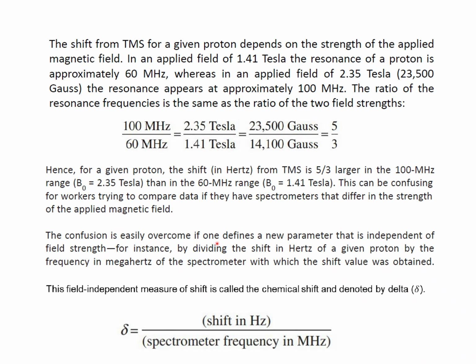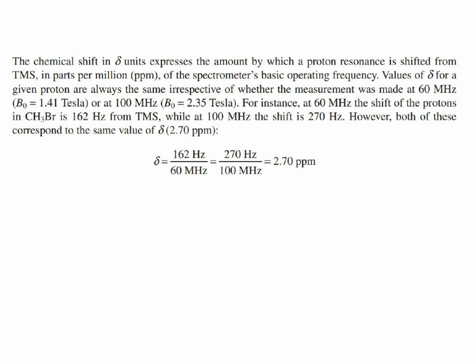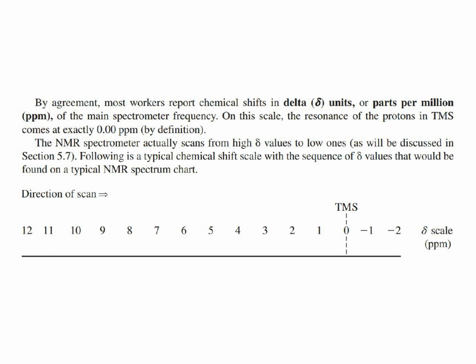This confusion is easily overcome if one defines a new parameter that is independent of the field strength, for instance, by dividing the shift in hertz of a given proton by the frequency in megahertz of the spectrometer at which the shift values are obtained. So by using delta we actually measure this. If it is expressed in that way, then you can easily measure the chemical shift like 2.7. So here is the way we keep our delta value from 0 to 12.